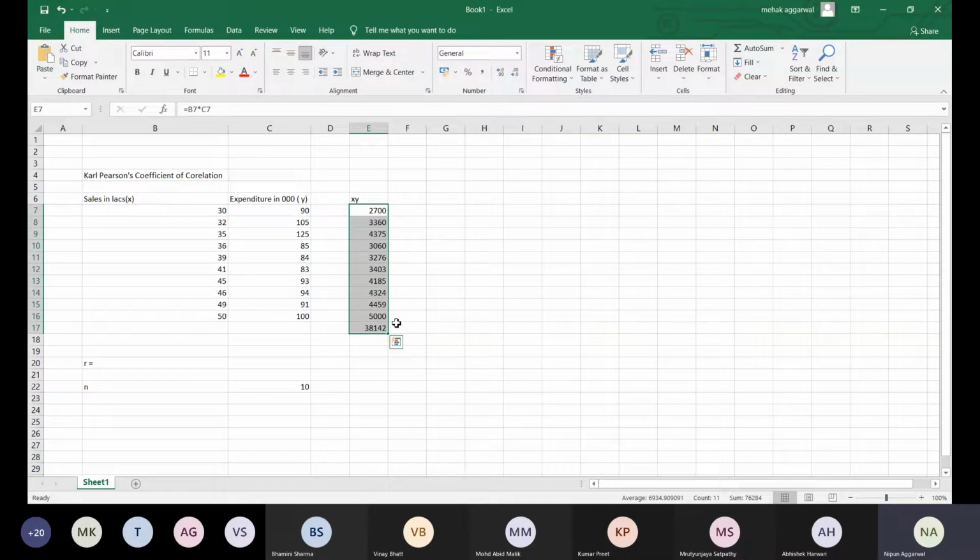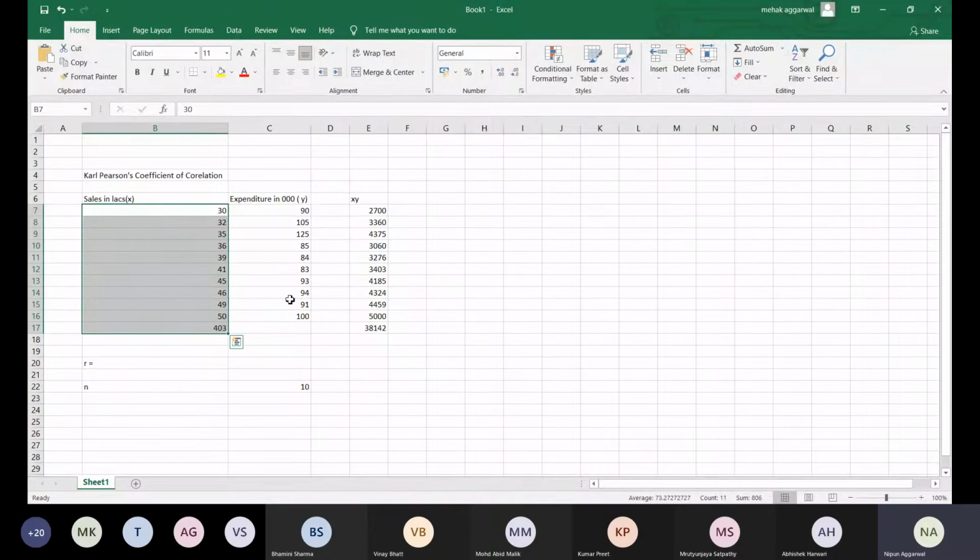Now next you want to calculate sigma x and sigma y. This is summation xy, already calculated. Now what is the sigma x? This is all our x. So add all this to get your sigma x. This will be your sigma x value and this will be your sigma y value. So for the numerator you have all the things: you have sigma xy, you have sigma x, and you have sigma y.